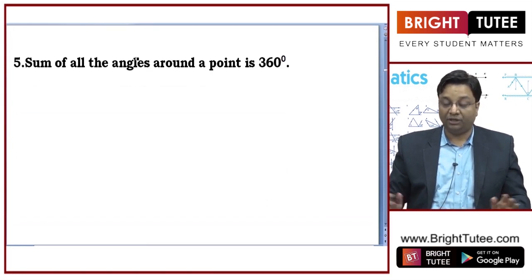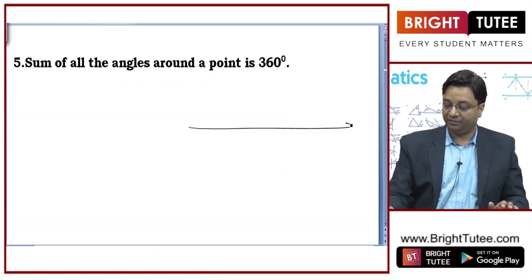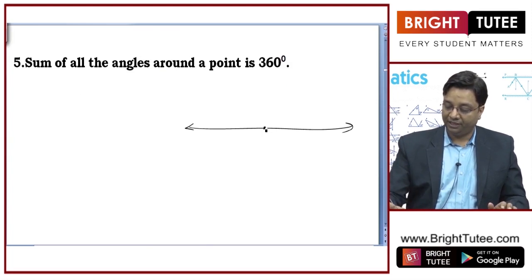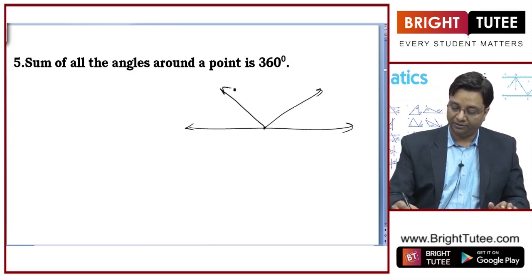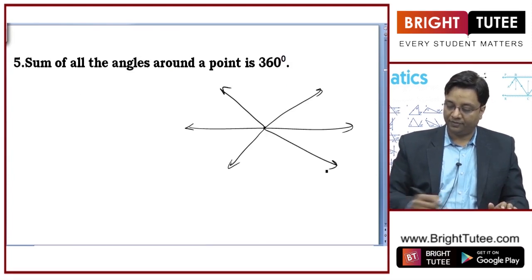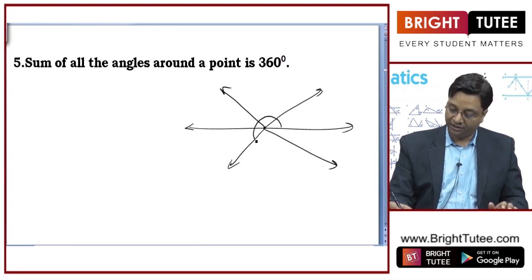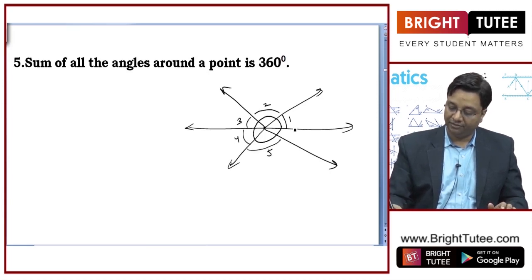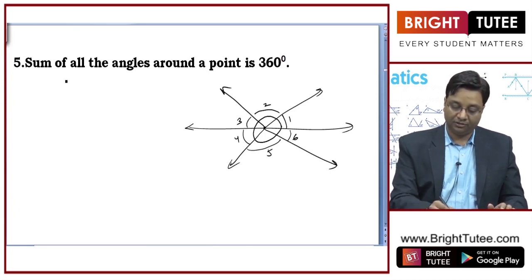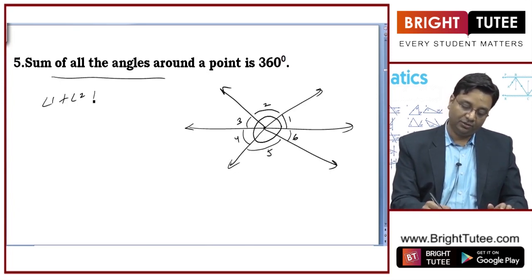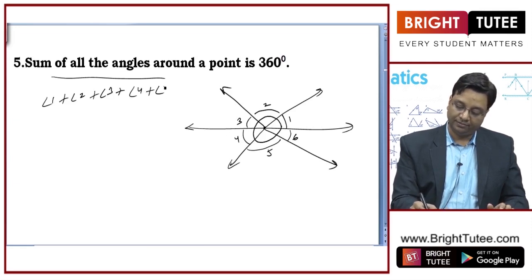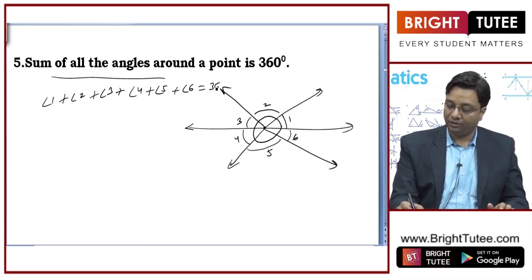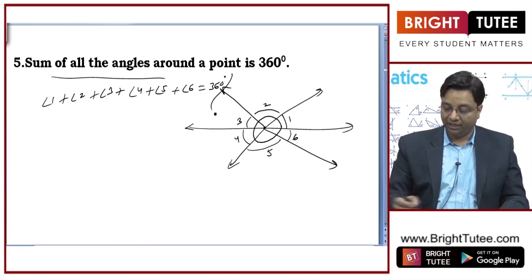Sum of all the angles around a point is 360 degrees. This is a similar question, right? So if I make angles around this point, right? So the sum of all these angles is 360 degrees. Let us say this is angle 1, this is 2, this is 3, 4, 5 and 6. So what this question says is that angle 1 plus angle 2 and so on, it is equal to 360 degrees. How can we prove that?